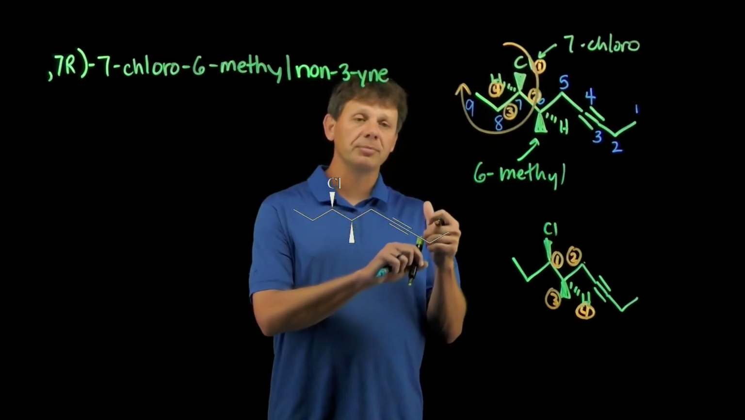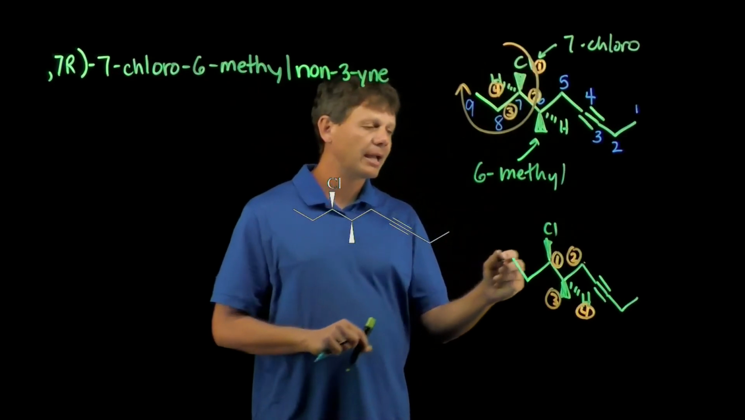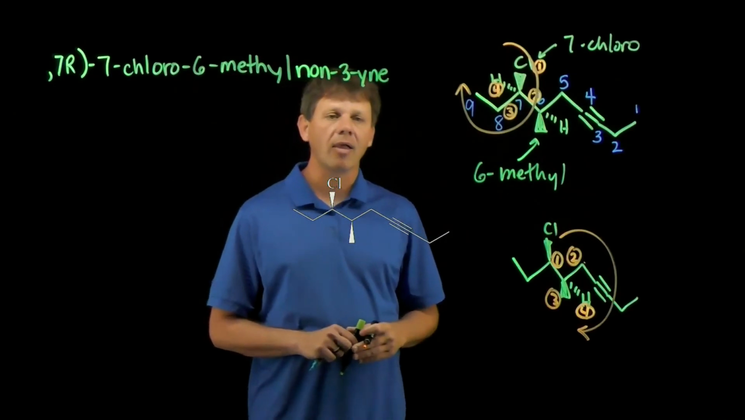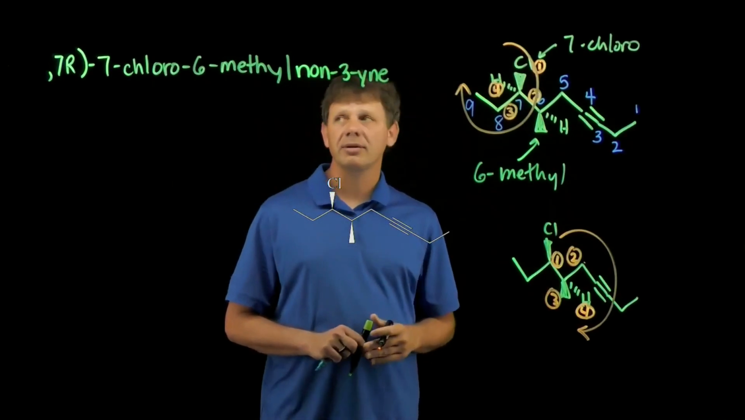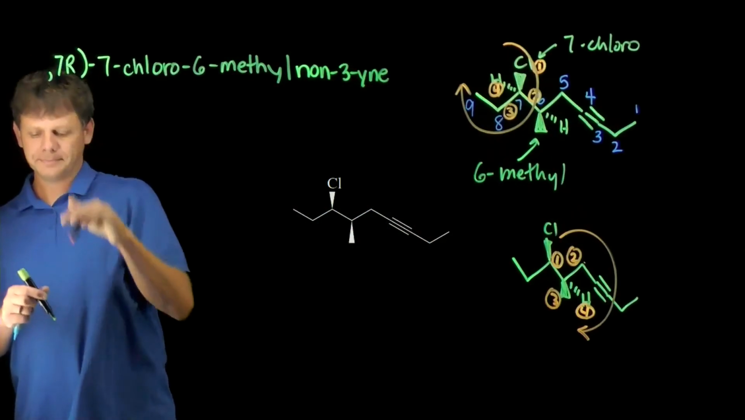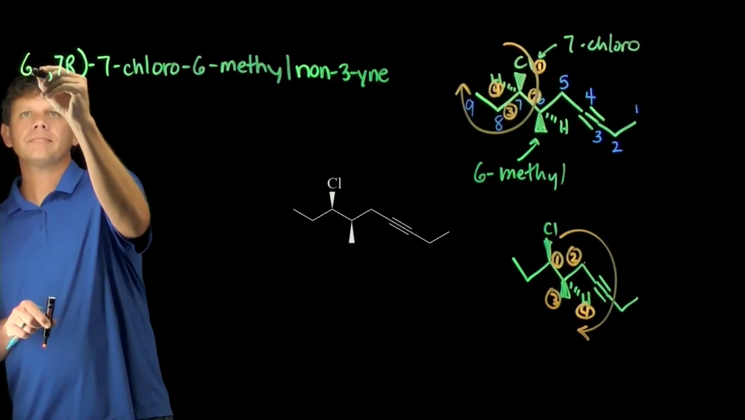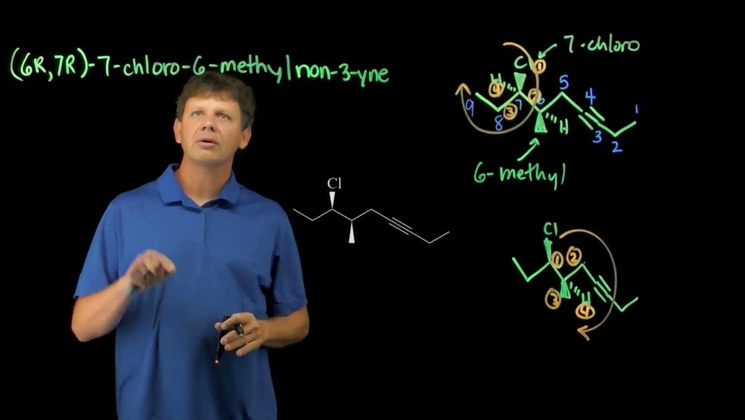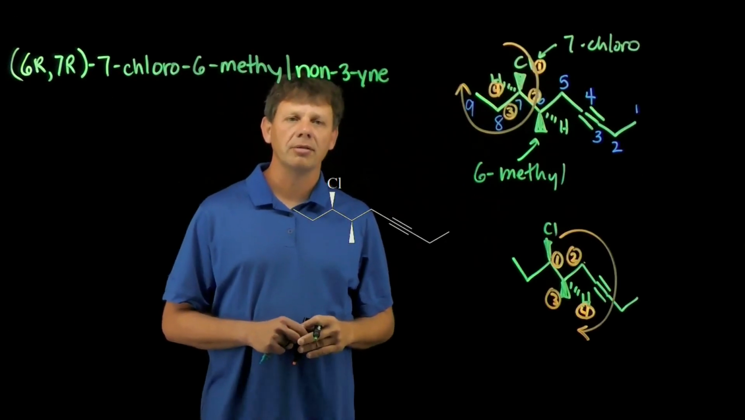Our lowest priority substituent is once again going back as we count from 1 to 2 to 3. That is again clockwise. So this is going to be 6R. Giving us the final name, (6R,7R)-7-chloro-6-methylnon-3-yne.